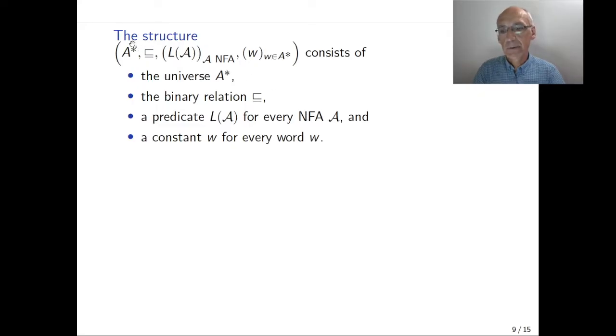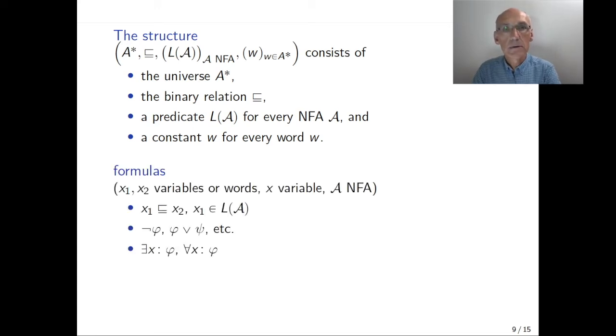So in logic, I consider predicate logic, so I need a structure, and the structure is this one. We have the universe, the set of all words over the alphabet A. We have the subword order. We have a regular predicate for every NFA, and we have a constant for every word. This is the structure I'm going to study.